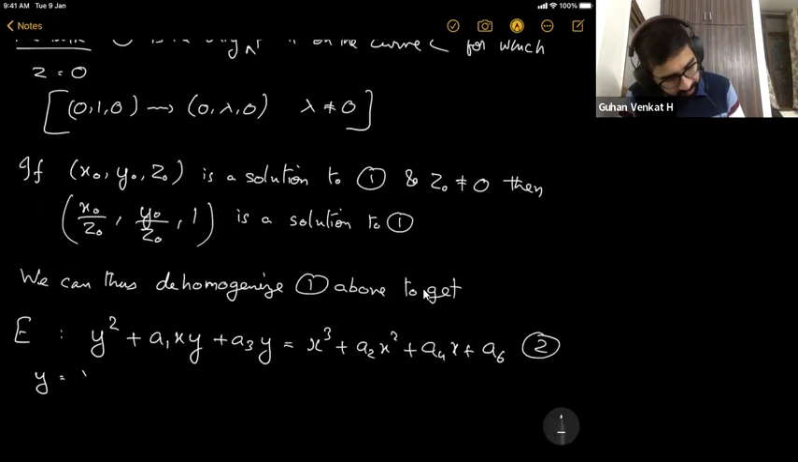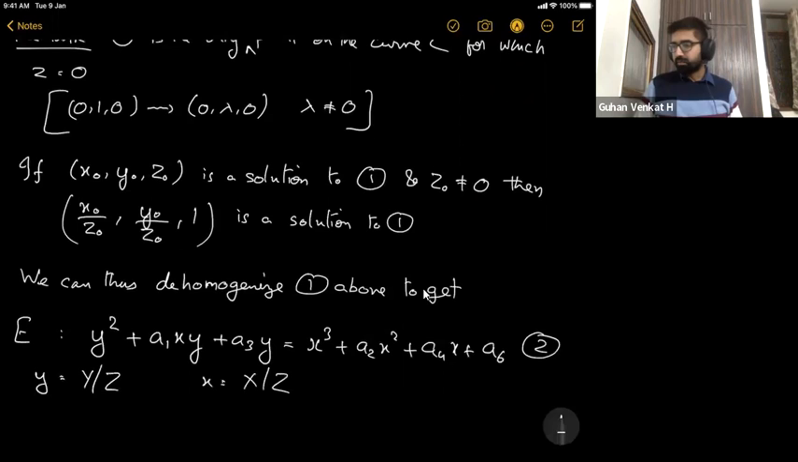I'm going to call this equation 2, where I've substituted a change of coordinates. So y is going to be upper script Y by upper script Z, and x is going to be upper script X by upper script Z. So any questions or comments so far?